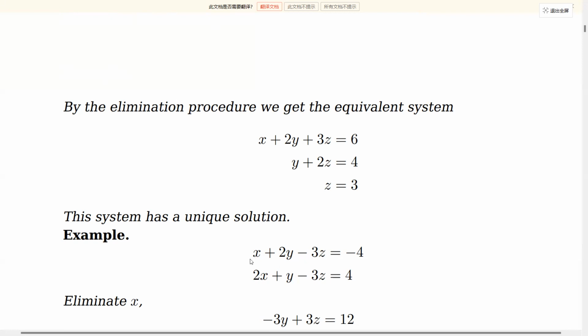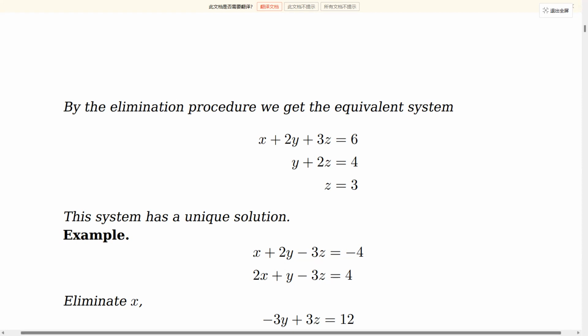And for example, if you eliminate the x from the second equation by multiplying the first equation by -2 and adding to the second equation, what do we get? So multiply -2 on both sides of this first equation, you get -2x minus 4y plus 6z equal to +8, right? And then you add to the second equation, the x cancels, and the -4y and the y gives you -3y, positive 6z and -3z gives you positive 3z, and positive 8 and 4 gives you 12, right?